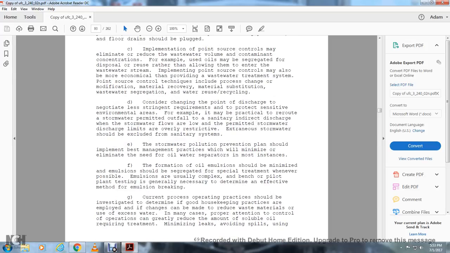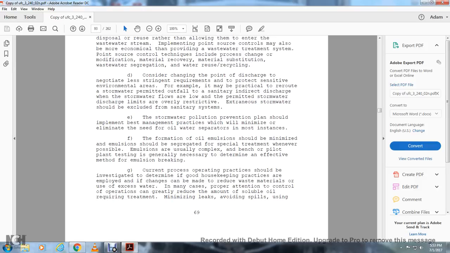D. Consider changing the point of discharge and negotiating less stringent requirements to protect sensitive environmental areas. For example, it may be practical to reroute stormwater permitted to an outfall through the sanitary indirect discharge, but the stormwater flows too low at the permitted stormwater discharge. Extraneous stormwater should be excluded from the sanitary systems. Stormwater pollution prevention plans should be implemented with best management practices.